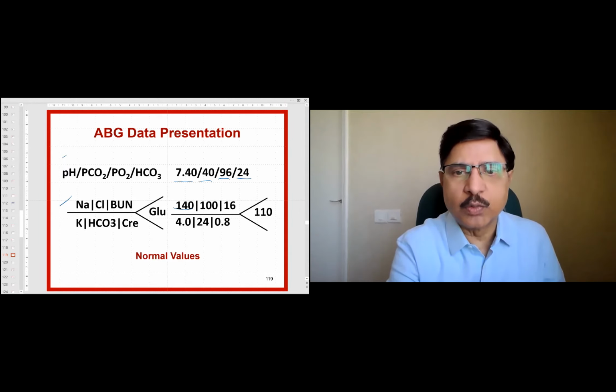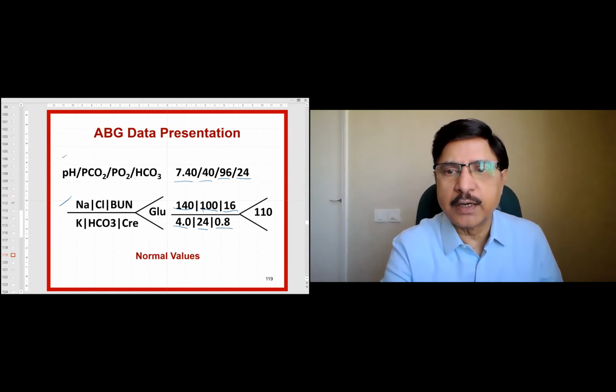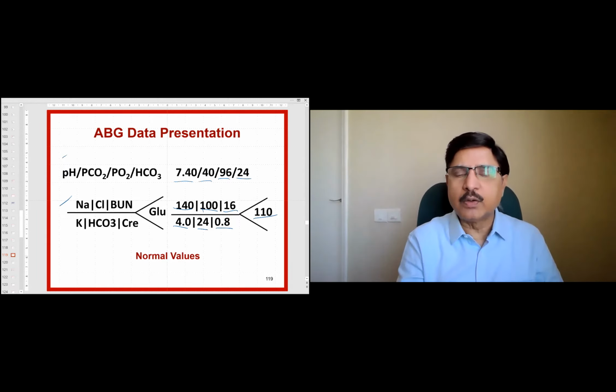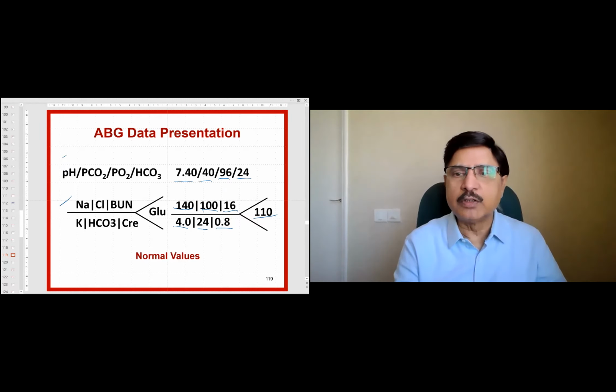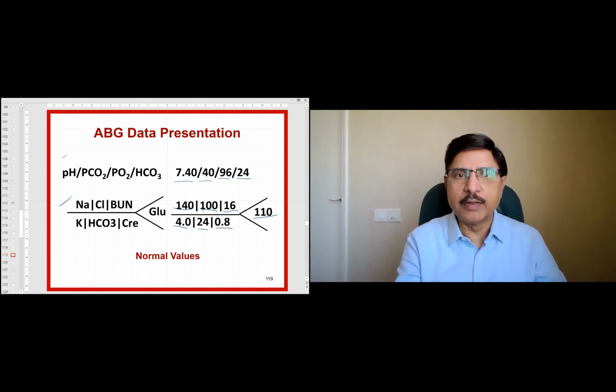This is the sodium, this is the potassium, this is the chloride, and this is the bicarbonate. This is the BUN, this is the creatinine, this is the glucose. This is the standard way of writing. Learn to copy the data from your strip of paper, the printout, into this form. That becomes very easy and handy to analyze, instead of going through that maze of values like lactate and so on in that particular paper. Okay, these are normal values.